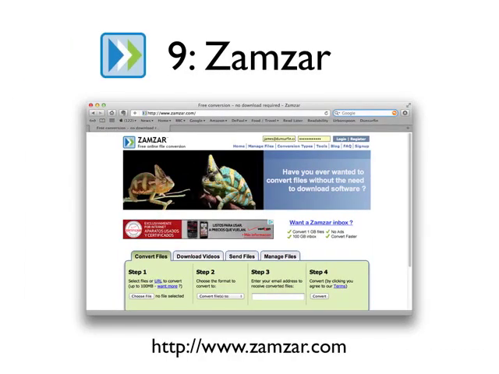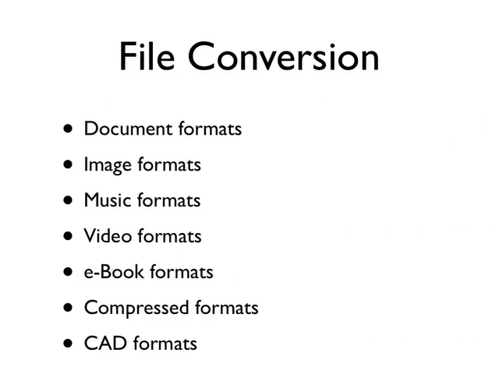Tool number 9 is Zamza. Zamza is a cloud service that converts files. So if you think about the situations where late Sunday night somebody has sent you a file that you would really desperately want to open, but it's in a format that's not recognized by the computer that you're working on, well, Zamza may be able to convert this for you. It'll convert documents, images, music, video, ebooks, compressed files, and CAD formats.